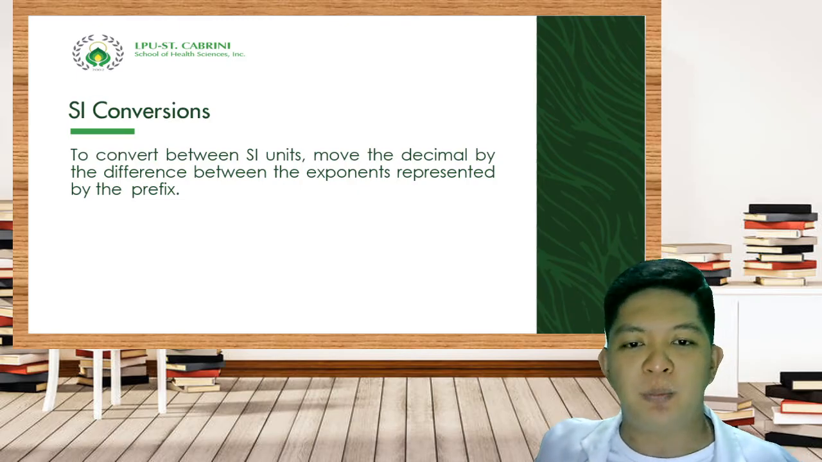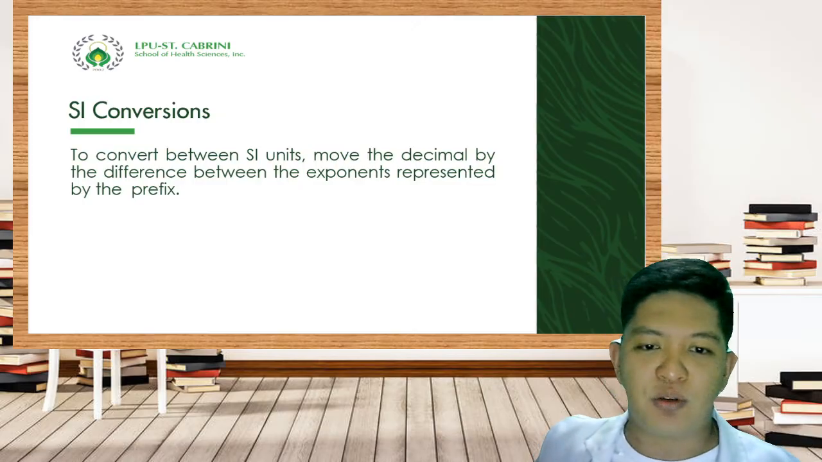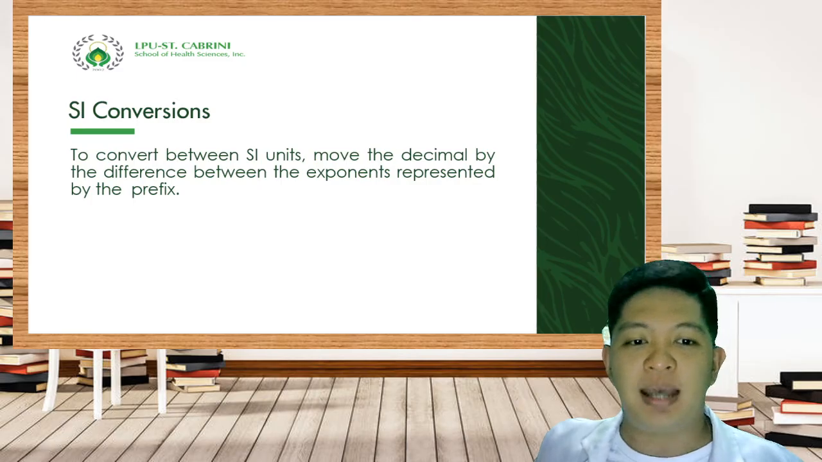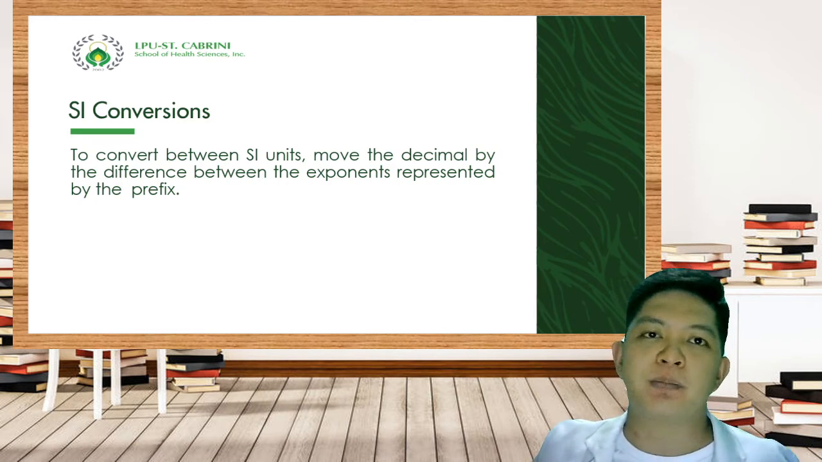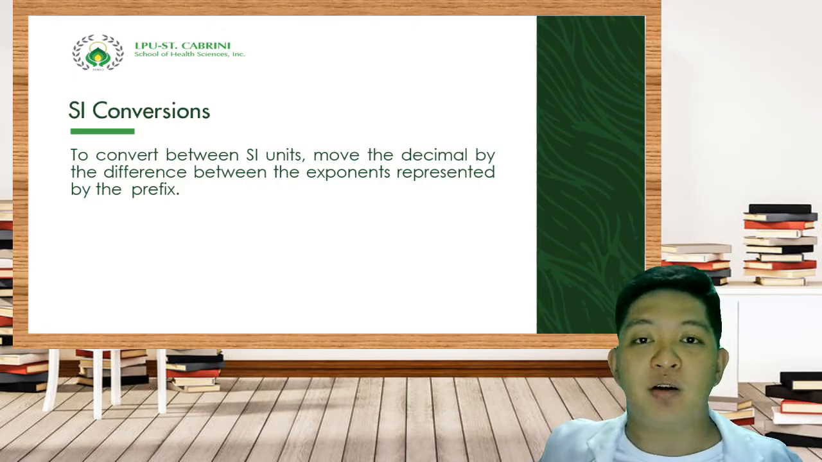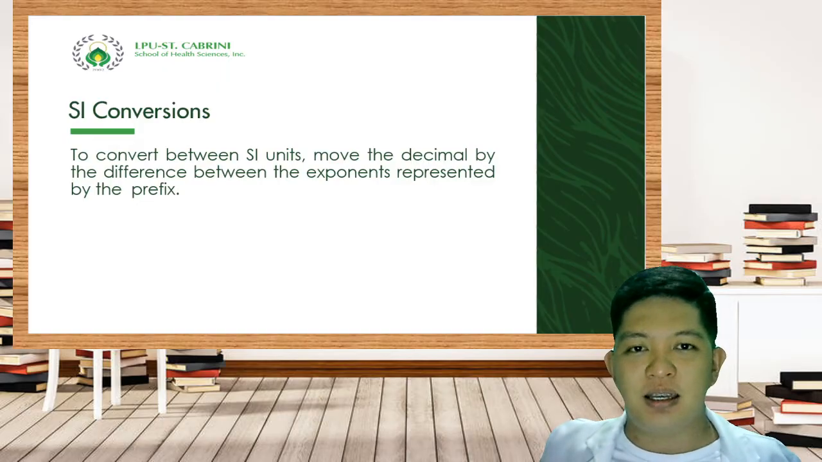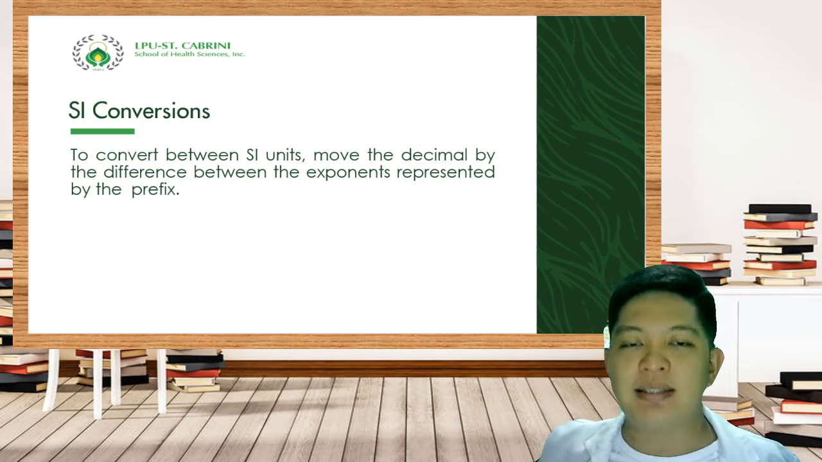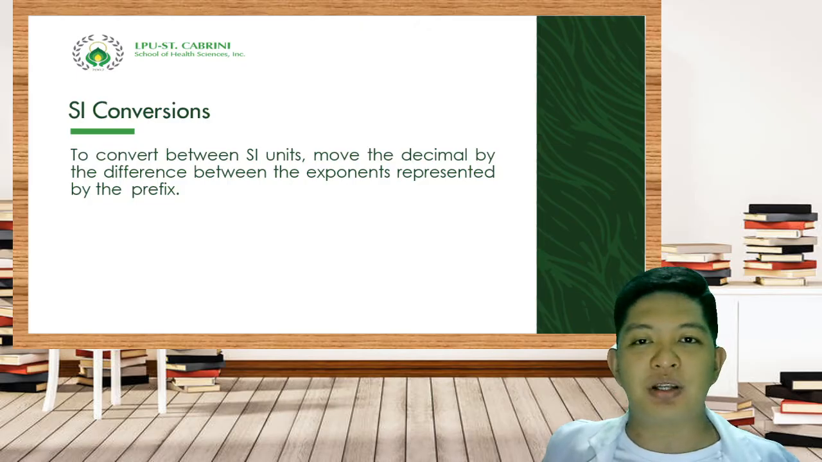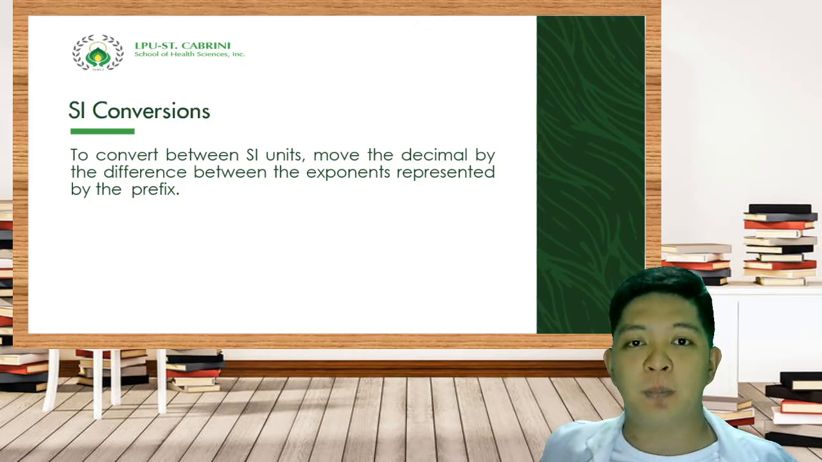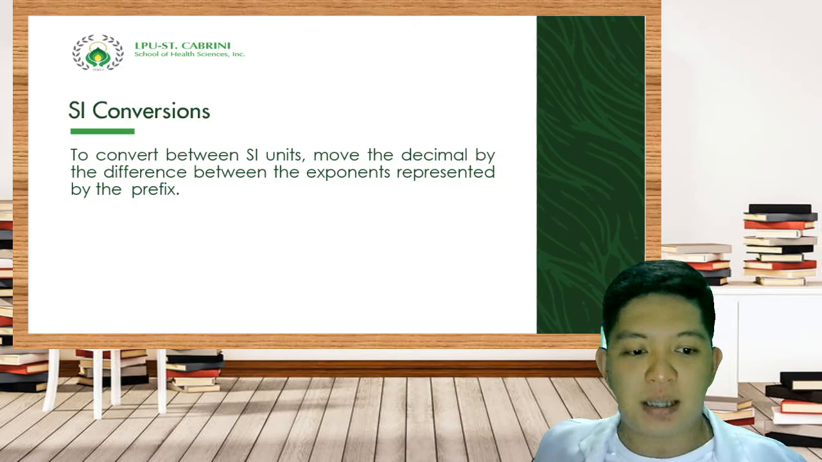But before that, when we said SI conversion, we convert between SI units by moving the decimal by the difference between the exponents represented by the prefixes. I am sure that you are all aware of those prefixes: kilo, deci, milli, centi. Those are the prefixes that you are used to, right? Still applicable in our class.